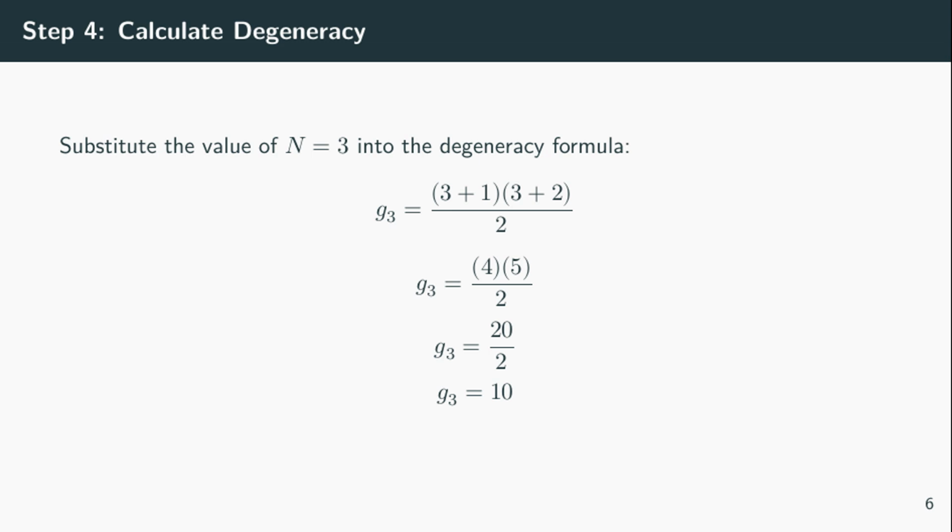Now we can calculate the degeneracy. We found that n is equal to 3. Let's plug that into our degeneracy formula. G sub 3 equals (3 + 1) times (3 + 2), all divided by 2. This simplifies to G sub 3 equals 4 times 5, all divided by 2. 4 times 5 is 20. So we have 20 divided by 2. This gives us G sub 3 equals 10.